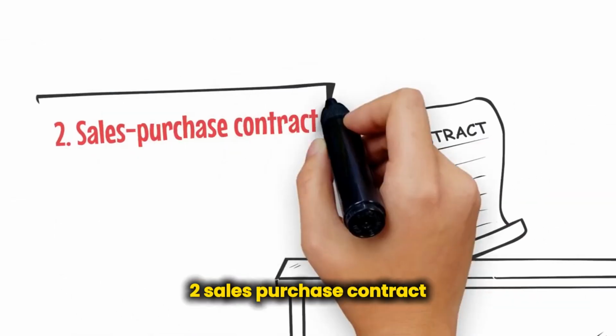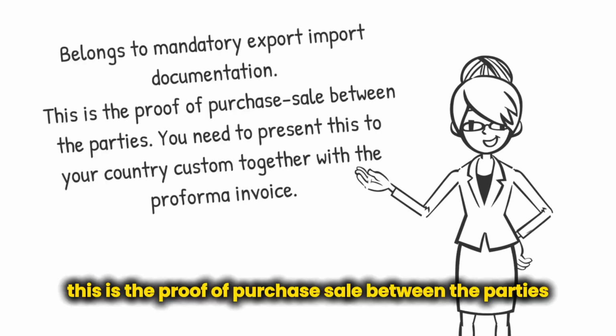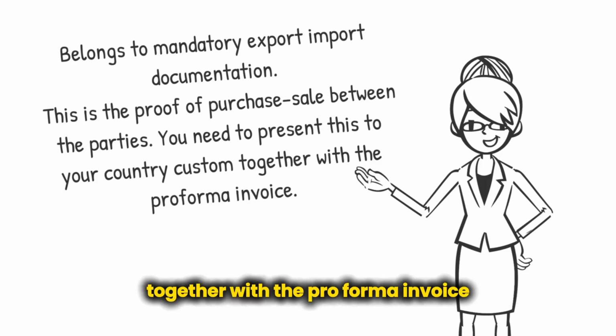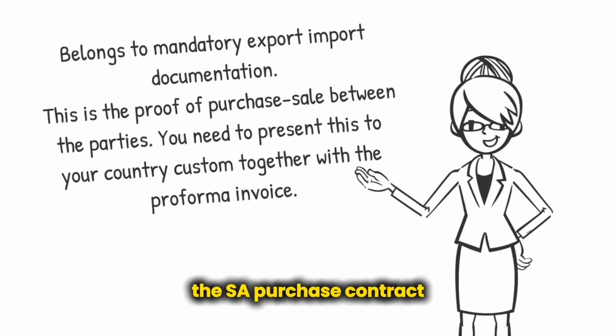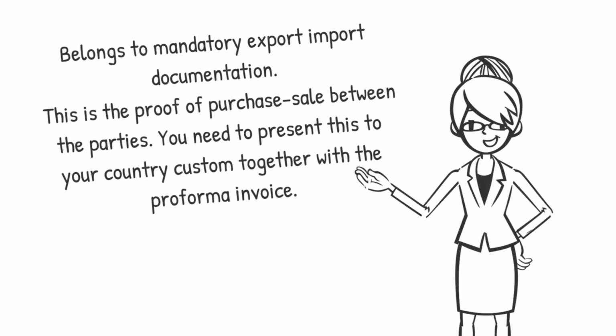2. Sales purchase contract. It belongs to mandatory export-import documentation. This is the proof of purchase and sale between the parties. You need to present this to your country's customs together with the pro forma invoice. The sales purchase contract needs to be well drafted and prepared.